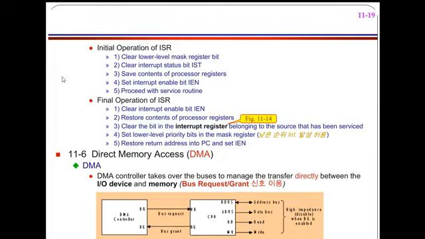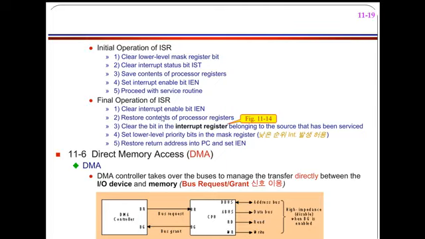Now let us see the initial operation of your ISR and the final operation of your ISR. ISR is the interrupt service routine. The initial operation: it clears the lower level bits of the mask register, then the interrupt status bit is cleared. Next, save the contents of the processor registers and set the interrupt enable bit IEN. Next, proceed with the service routine.